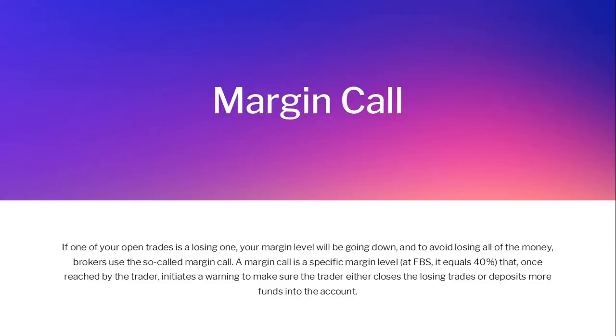So now let us look at margin call. When you are trading and you are losing, you remember there's that message the broker sends to say you're losing, then they'll cut your trade. That is what we call the margin call. So if one of your open positions is losing, your margin level will be going down.